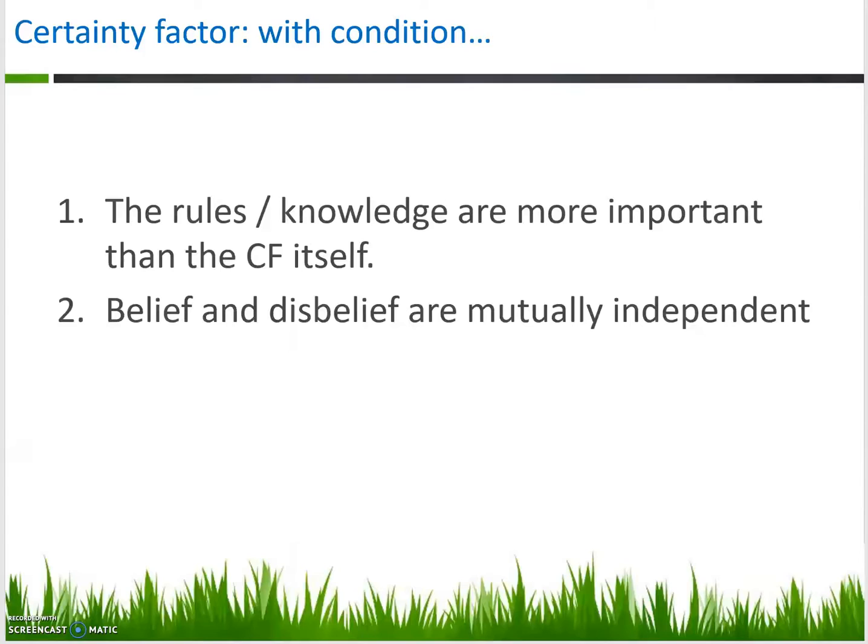So let's look at certainty factor with condition. The rules or knowledge are more important than the certainty factor itself. The certainty factor is just a support. The rules are more important. And belief and disbelief are mutually independent. That's why, if I say my certainty factor for it will rain is 90%, because it's mutually independent, I can say that I'm confident about 30 to 40% that it will not rain, because it isn't related to my belief that it will rain.